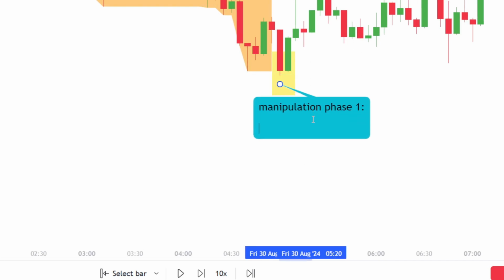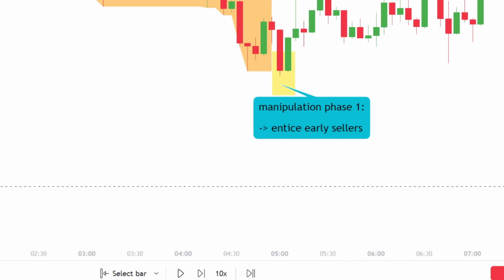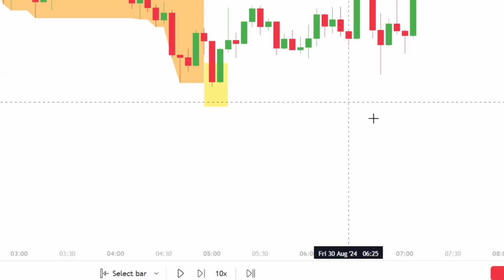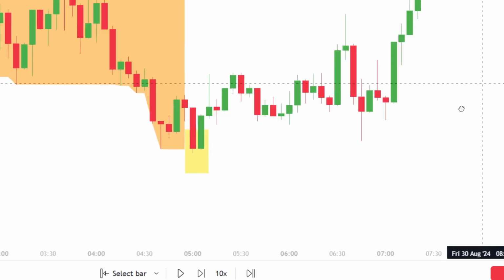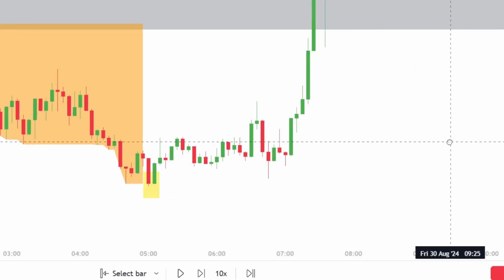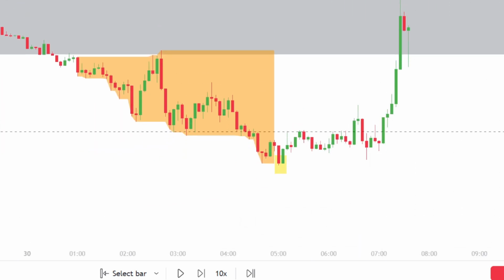What is the purpose of manipulation phase one? The main purpose is to entice early sellers. You can look at this as an enticement of early sellers. Sellers are trapped, and we see price rip through this area once and twice. A quick tip about gold is you want to be trading the New York session more often than not. London is typically manipulation from what I've seen.